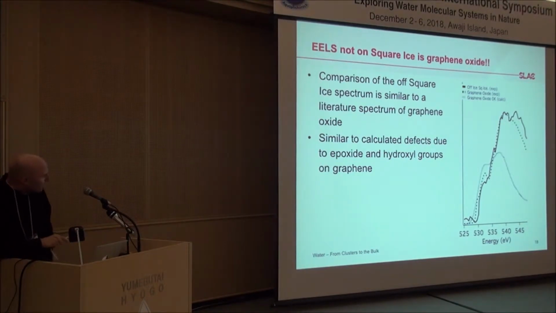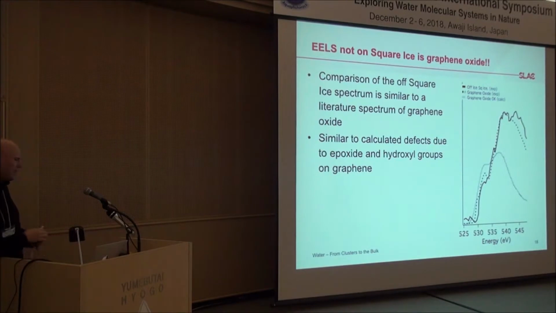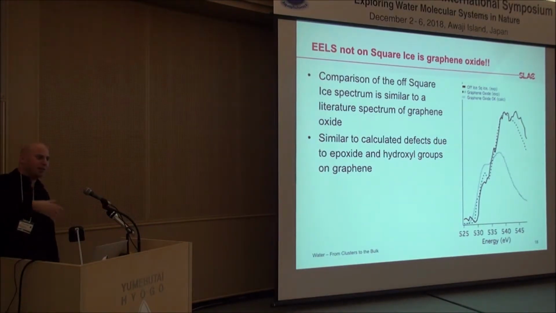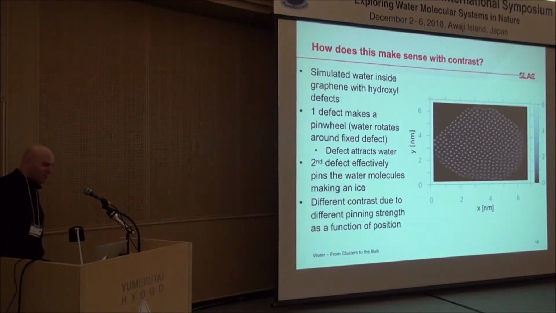And we showed that, and this is not particularly convincing, but we did show that it's consistent with things like epoxides or hydroxyls that could be in graphene oxide. The exact identity of that is not hugely important. The importance is that there's something defective there. Now, why does this matter?